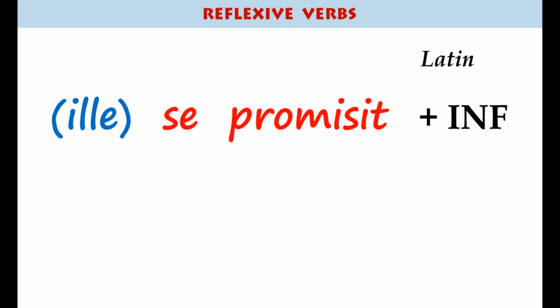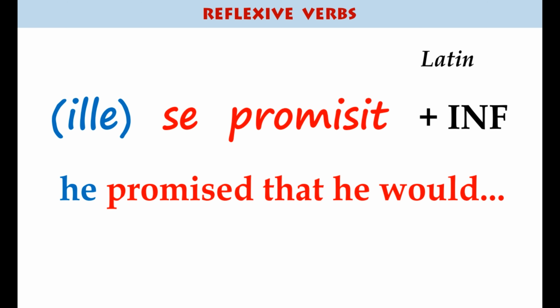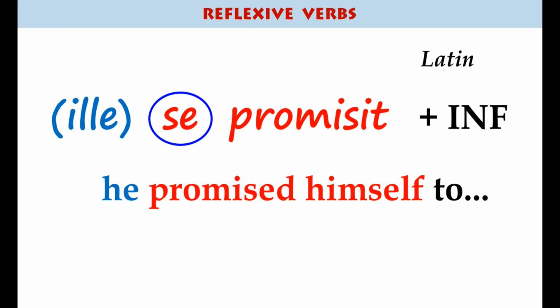In Latin, there's a further complication. They use this for a particular construction with indirect speech. He promised that he would help, so he promised himself to be willing to help. If you want more details on this, it's quite complicated in Latin, then check out the video on the use of se in indirect speech.